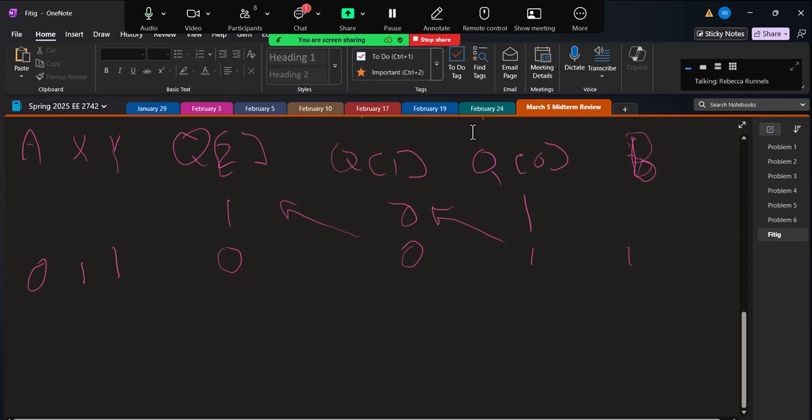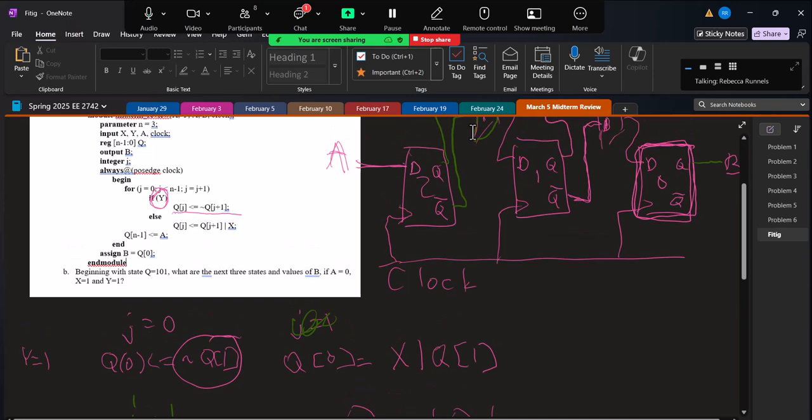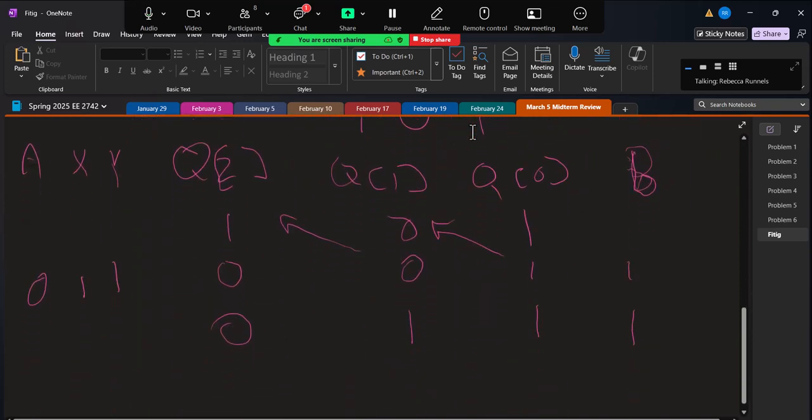Okay, on the next clock cycle, Q2 is going to be 0. What will Q1 be? 1. What will Q0 be? 1. And B? It's going to be 1. Okay, and I just say 3 clock cycles? Next, yeah. Okay, so then what do we get?